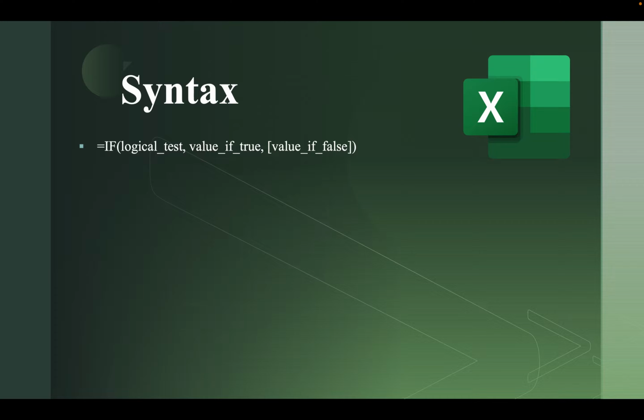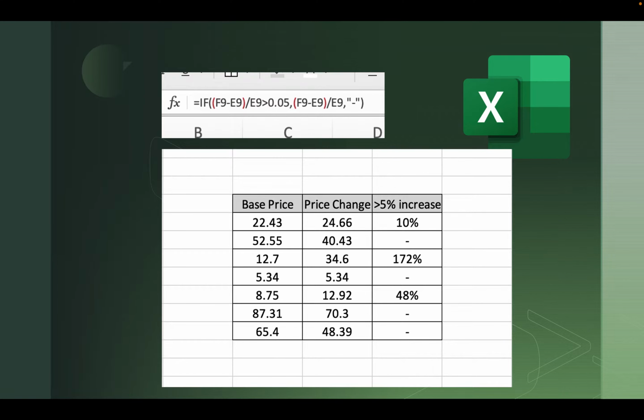So the syntax of the if function. When you want it to appear in a cell, you type equals if, and then you have three arguments: logical test, value if true, and the value if false, all separated by commas. So here I want the if function to appear in the third column.